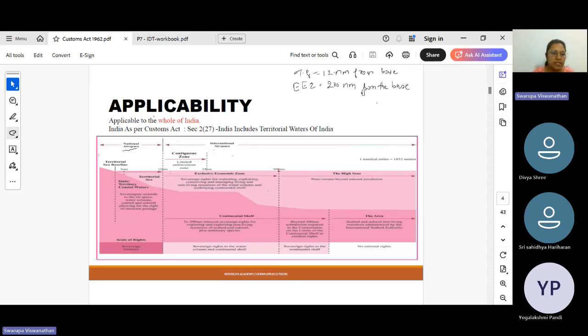This was an MCQ question in your previous attempt. What is the exclusive economic zone? It is 200 nautical miles from the coastal baseline, and beyond that is the high sea. So up till the exclusive economic zone, India has power to administer the import and movement of goods and export of goods.